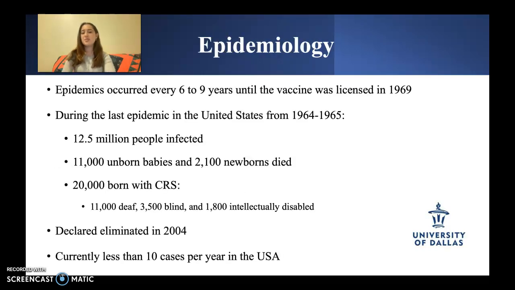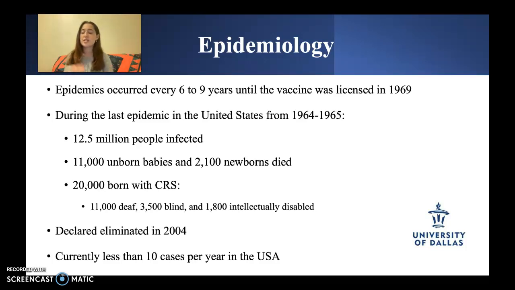Okay, as for the epidemiology, Rubella used to be much more common than how we think of it today. You probably have not heard about this virus. And epidemics used to occur every 6 to 9 years, until the vaccine was developed in 1969 by Maurice Hilleman using live Rubella strains. And then 2 years later, in 1971, this vaccine was combined with the measles and the mumps vaccine and was made into the MMR vaccine, which is the vaccine that we use today.